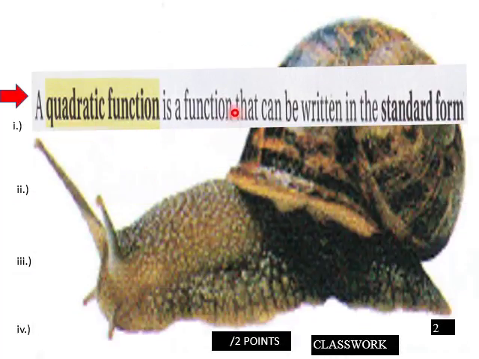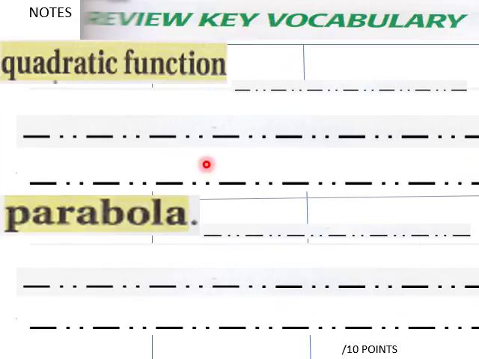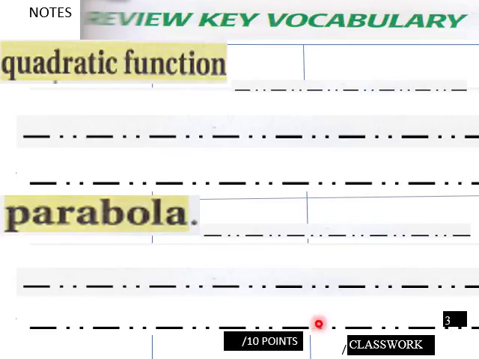A quadratic function is a function that can be written in standard form, y equals ax squared plus bx plus c, where a cannot equal 0. This cannot equal 0 here. The graph of a quadratic function is what, class? A parabola. Quadratic function, a parabola. Define that, class.